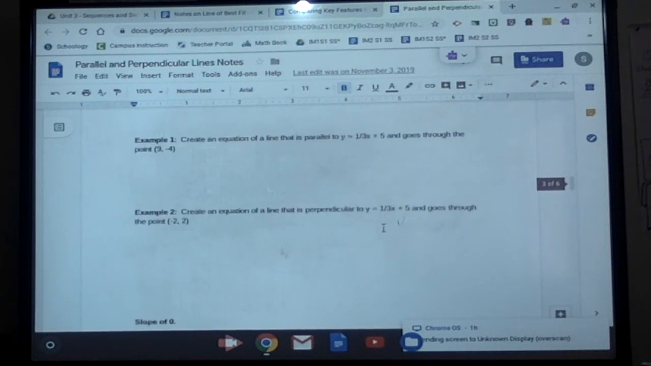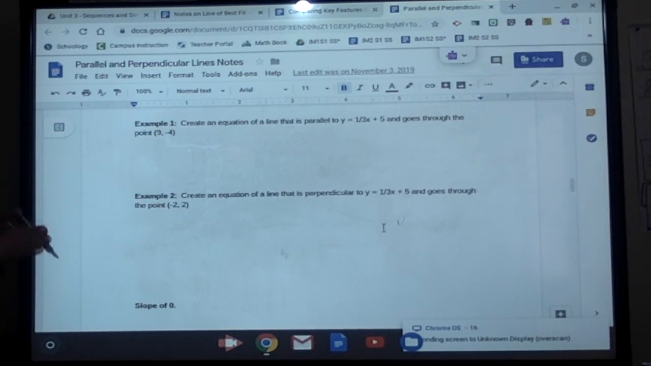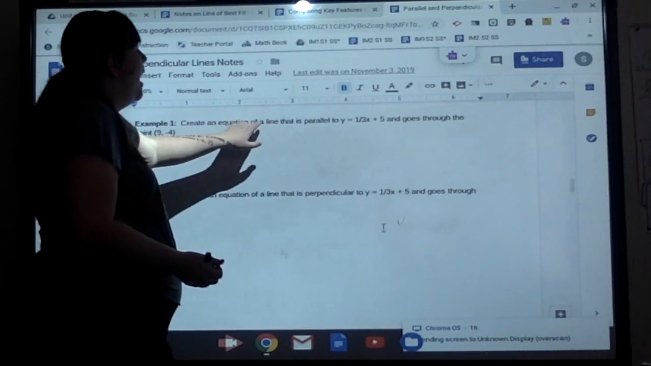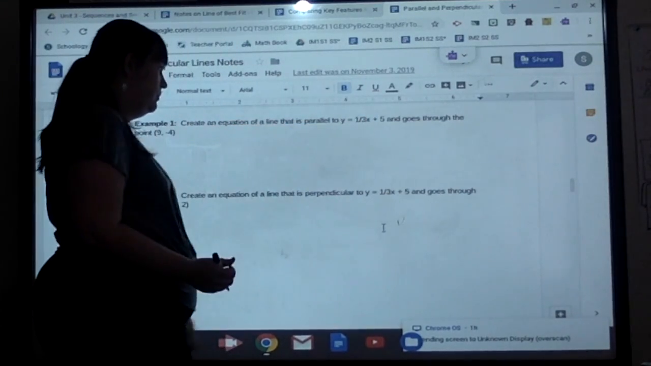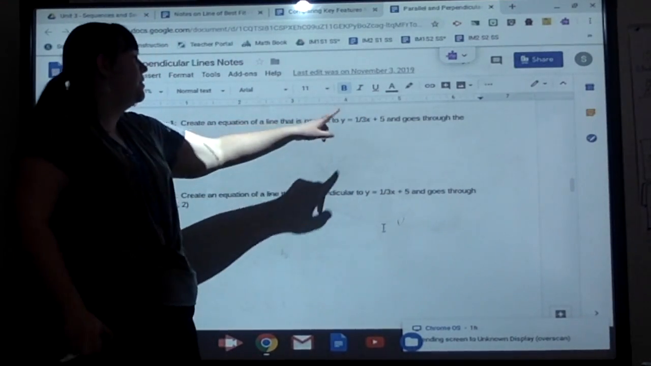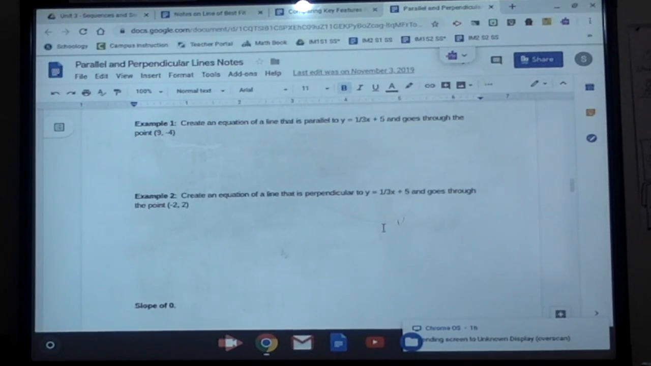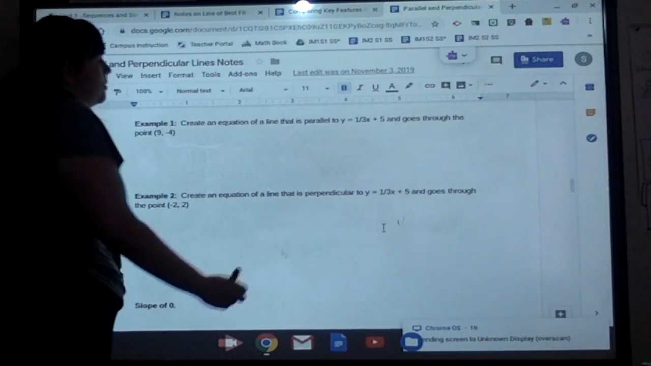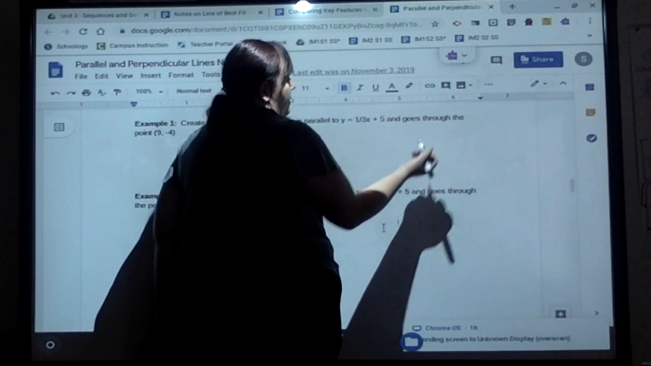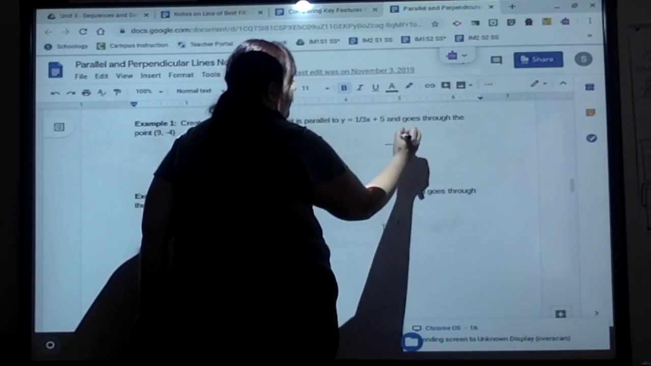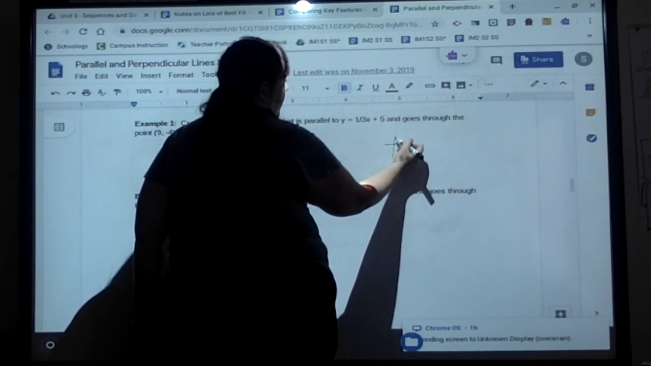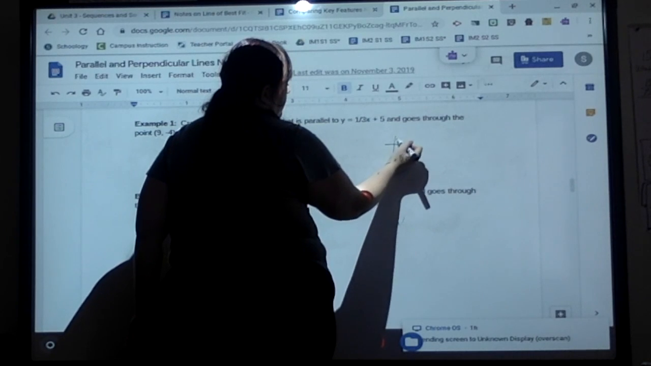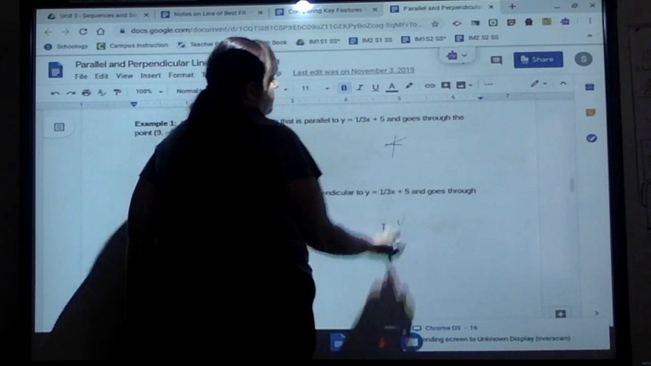I can give you an example where I say create an equation of a line, so a brand new line that happens to be parallel to this line, right? And I'm going to force you to go through this point. So here's the thing. If I graph this line, and you don't have to graph it, but if I were to graph it, it looks something like, let's say, like that, right?